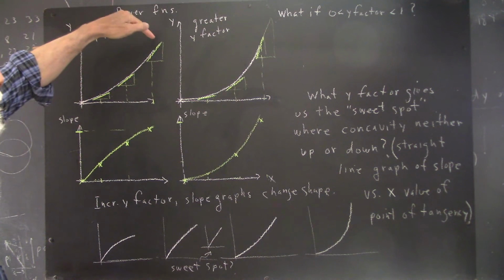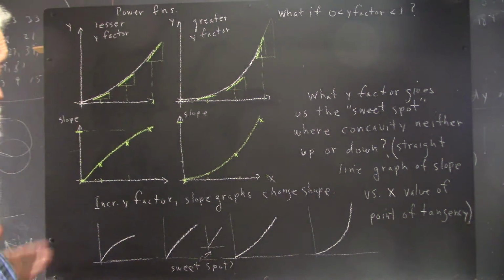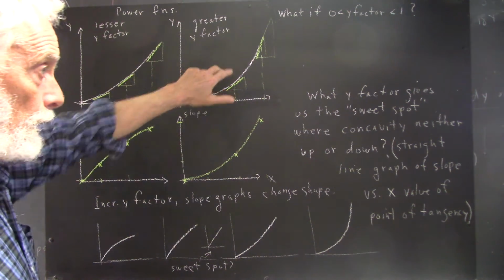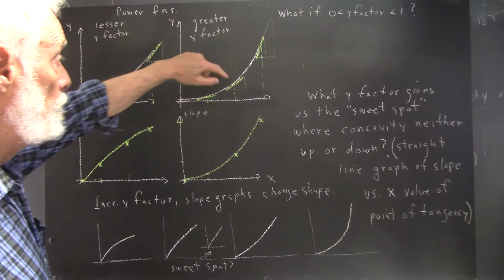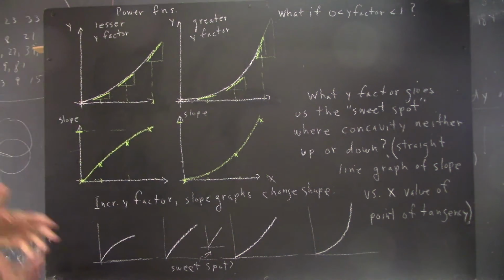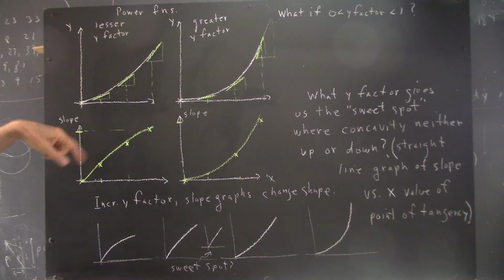We have a lesser y factor here than we have here. And if you've done several of these, you'll understand clearly that this does have the lesser y factor than this. Now we look at slopes at 3 points on each graph and how the slopes develop. Okay, so we do a tangent line here, tangent line here, tangent line here.